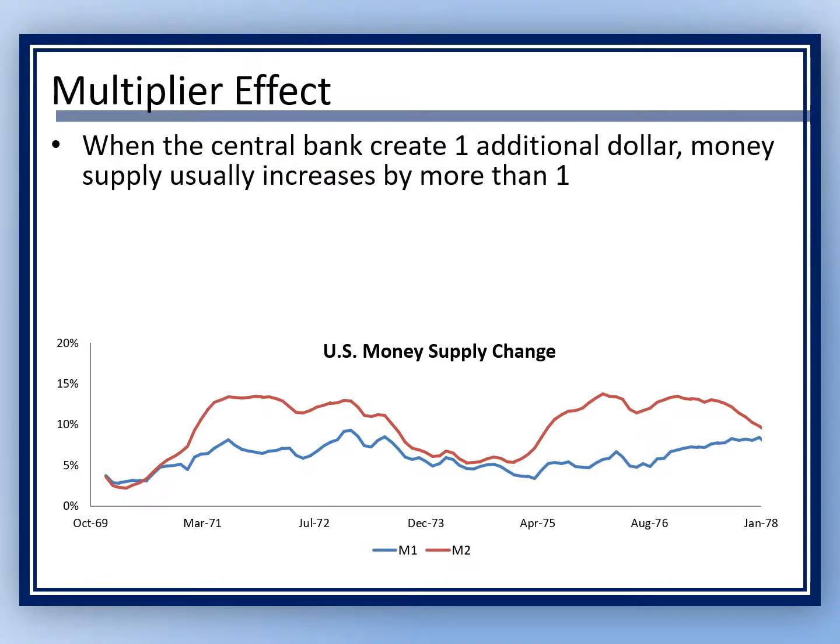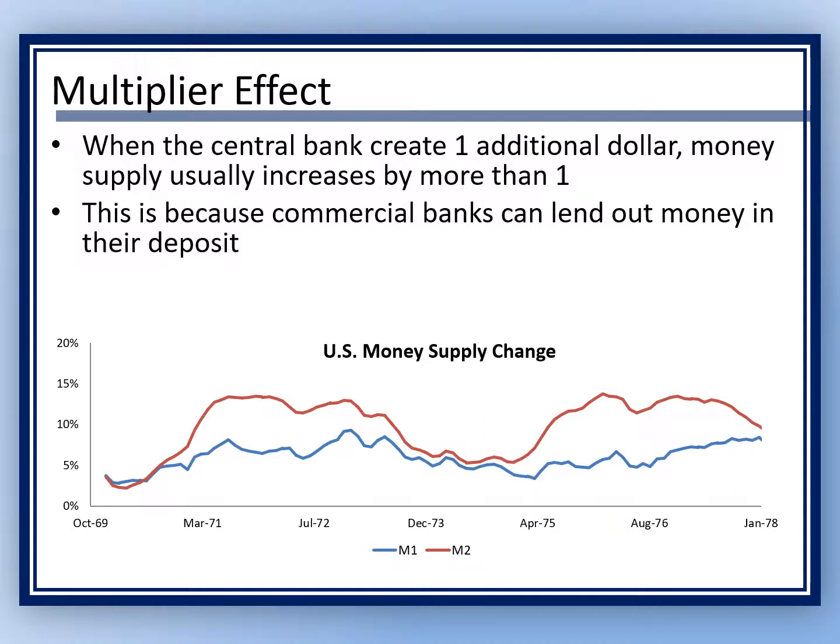Right, so when the central bank creates one additional dollar, this is an increase in the monetary base, M0, or MB. The money supply would actually increase by more than one due to what we call the multiplier effect. In this diagram, you can see the M1 and M2 of the United States, and M2 clearly goes up much faster and goes down much faster than M1. This is because commercial banks can lend out money in the deposit, and this exhibits the effect of increasing and decreasing the money supply.